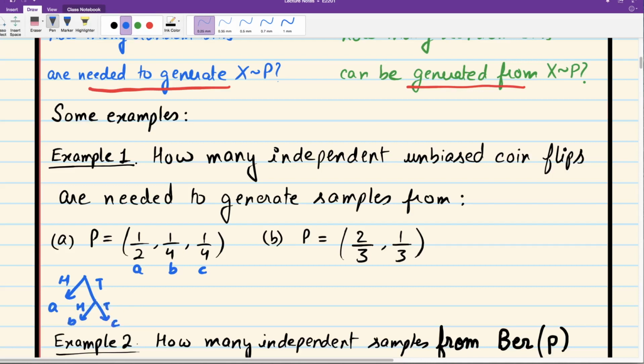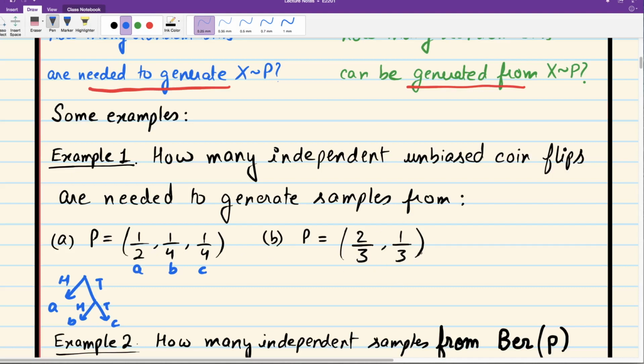So what is the probability of A? It's half. What is the probability of B? It's half into half, which is 1/4. What is the probability of C? It's half into half, which is 1/4. So with two coin tosses, I'm able to generate one sample from this random variable with distribution one half, one fourth, one fourth.